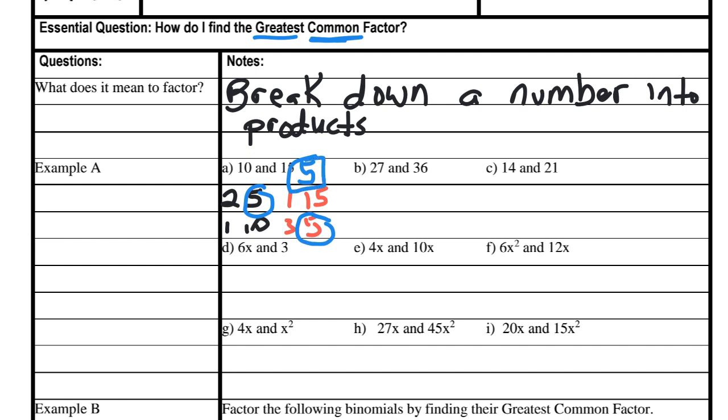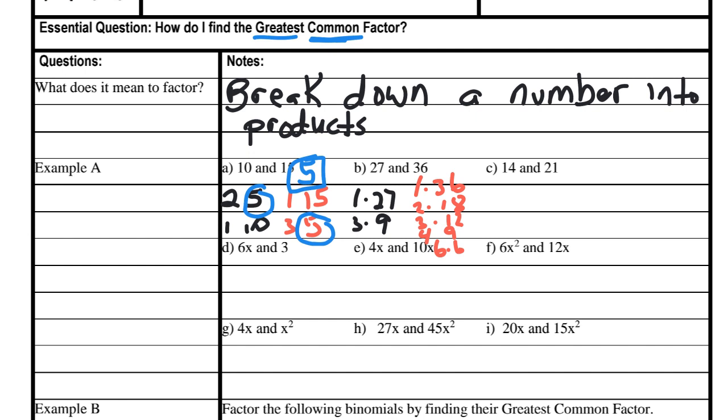Okay, let's look at letter B. So letter B, I'm looking at 27 and 36. I want numbers that multiply to 27. Well, that would be 1 and 27, and 3 and 9. And then I look at 36. Okay, well, what multiplies to 36? So that'd be 1 and 36, 2 and 18, 3 and 12, 4 and 9, and 6 and 6.